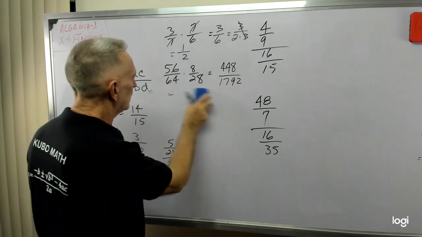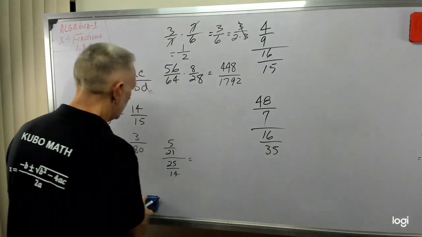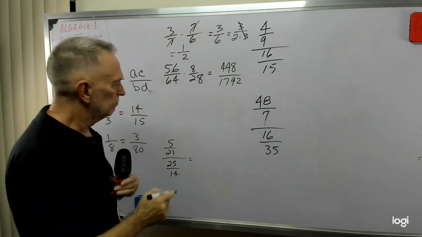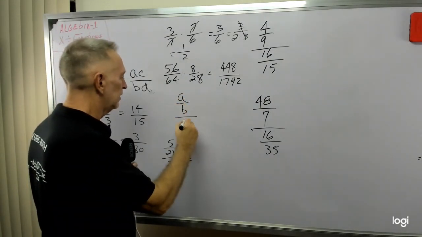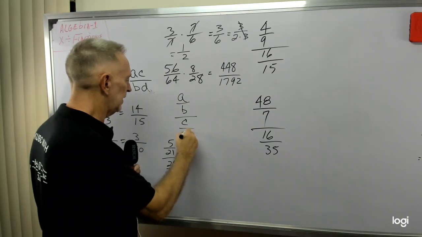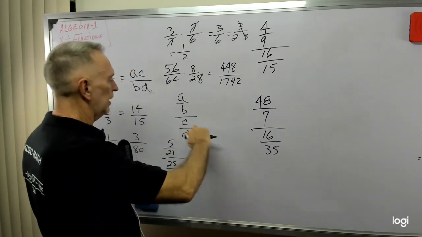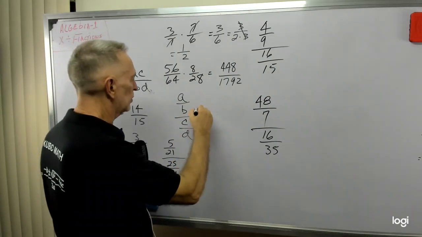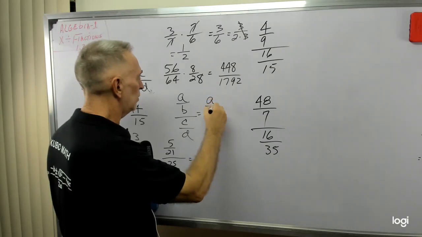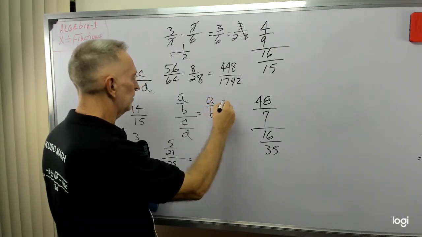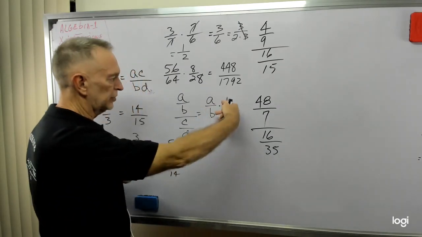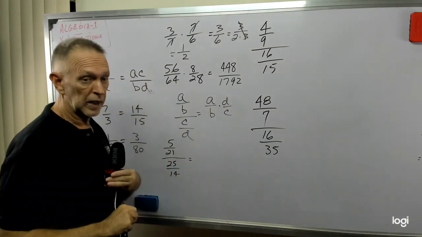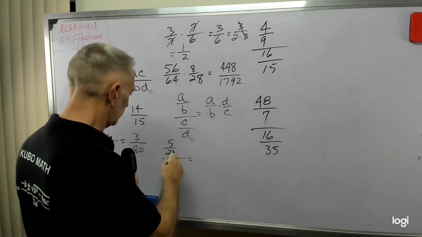Okay, let me get this one out of the way. What about dividing fractions? So I have A over B divided by C over D. You invert and multiply. So this all equals A over B times D over C. So I've inverted this fraction and I'm now multiplying it.